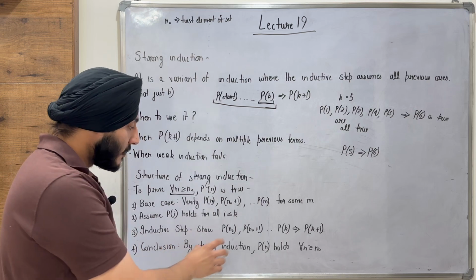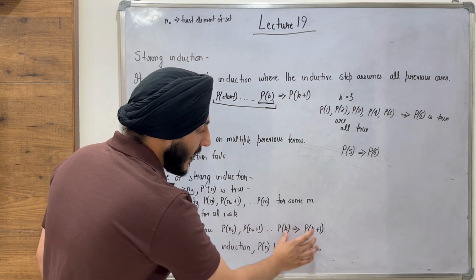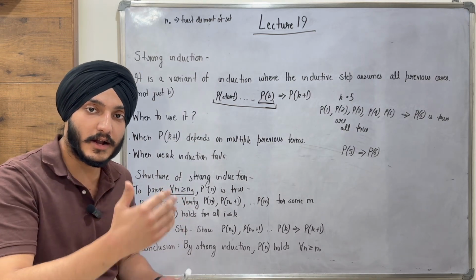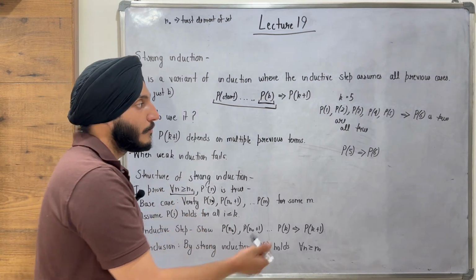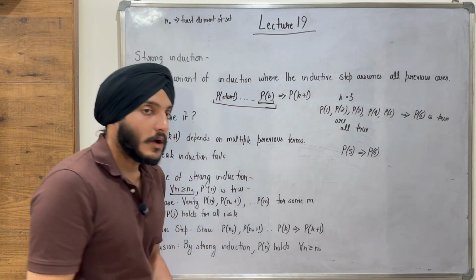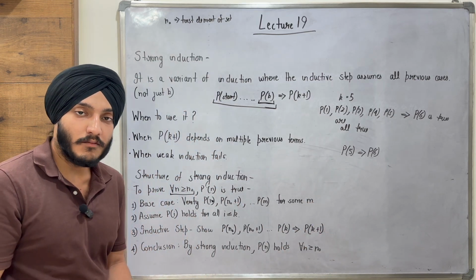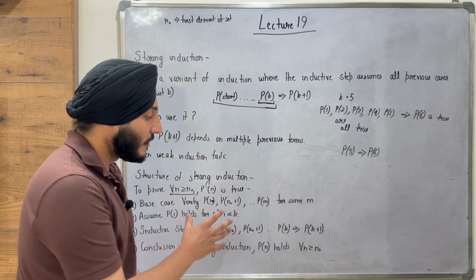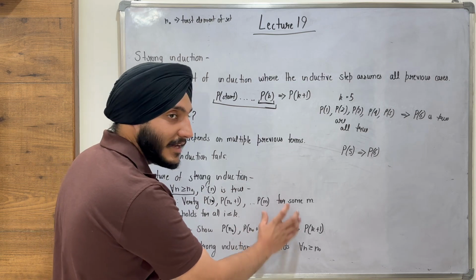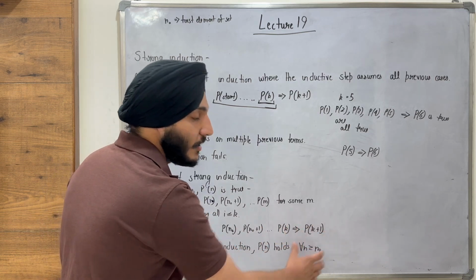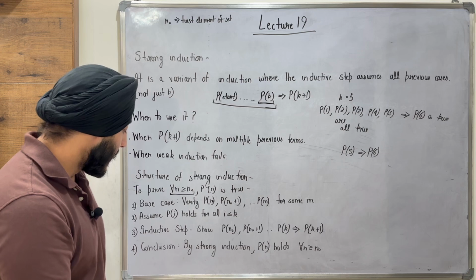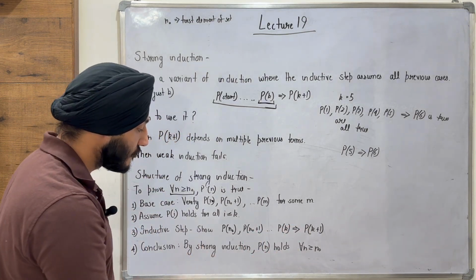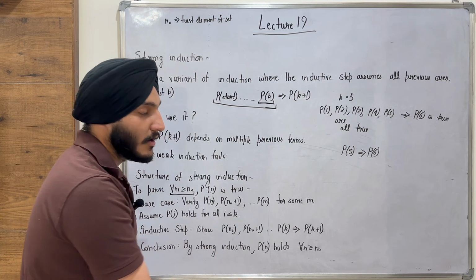And the inductive step shows that this implies P(k+1). So in the inductive step, we are going to use all these assumptions up to the value k in order to prove P of k plus 1. So the difference between weak and strong induction, again: we were just assuming P of k in weak induction, right? And in this one, we are assuming all the previous values up to P(k) in order to prove P of k plus 1, right? Okay. Next one is just the final conclusion. Once we have achieved this point, we write the final conclusion, that is, by strong induction, P(n) holds, right?